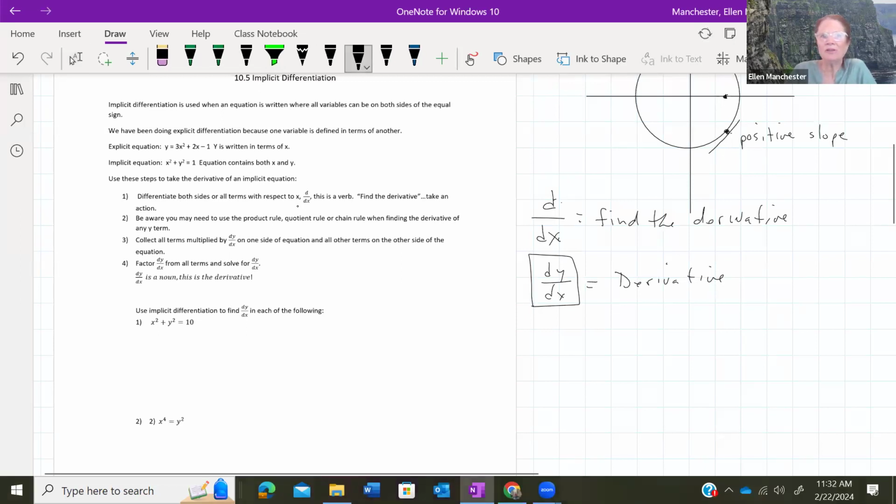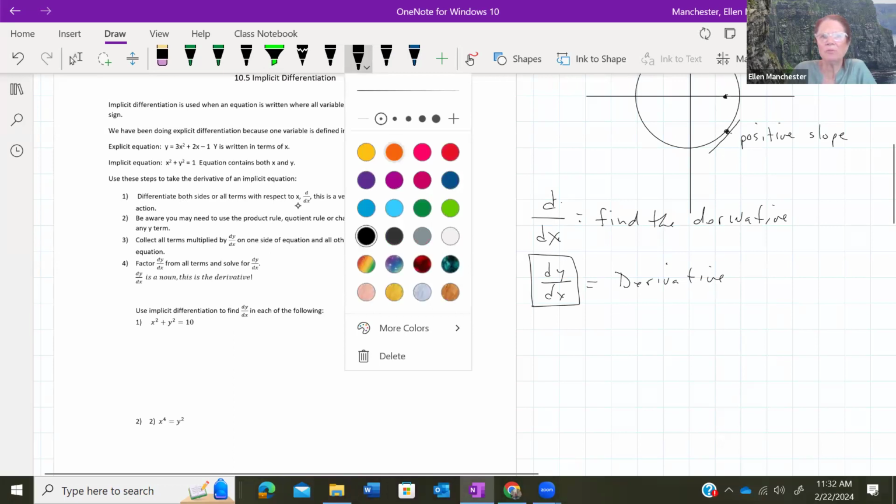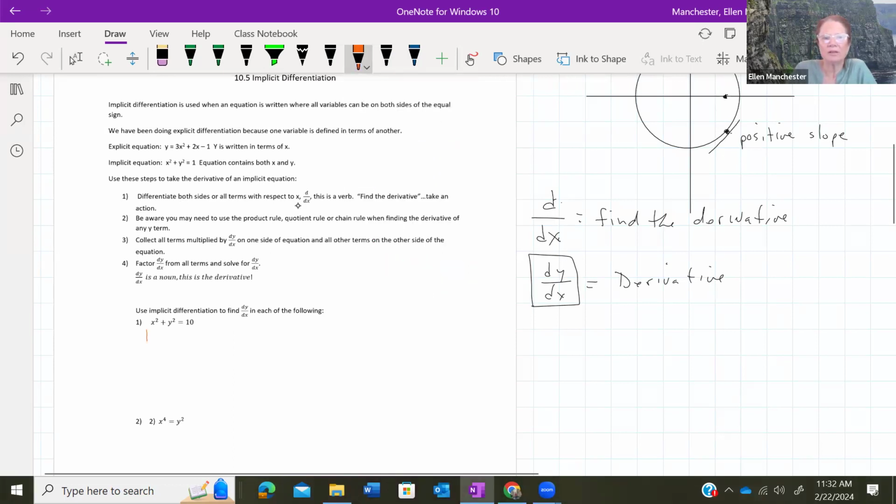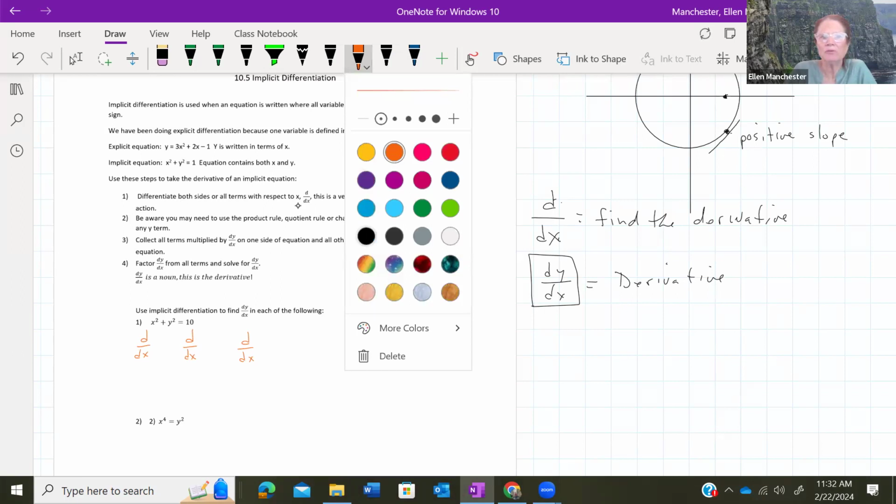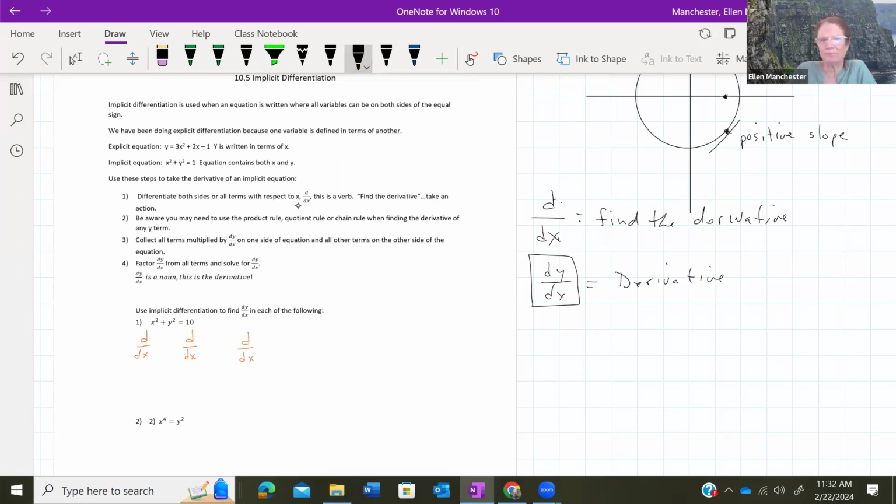Okay, so I'm going to do this in a different color because it's not really part of the answer, but it is part of the process. So I have 3 terms. So I'm going to write d dx for every term. So what I'm doing is I'm taking and I'm exploding out this function or non-function, this equation, so that I can differentiate every single term.